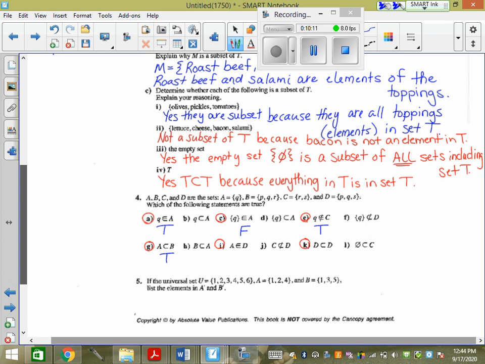Set A is an element of D. No, the only elements in D are P, Q, and S, right? So that's false. D is a subset of D. Yep, because any set is a subset of itself.